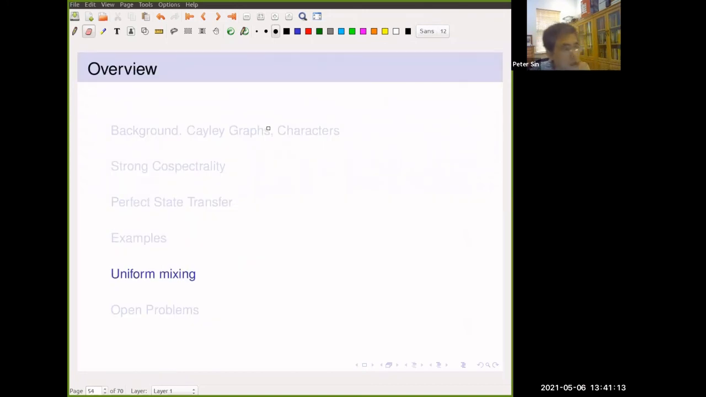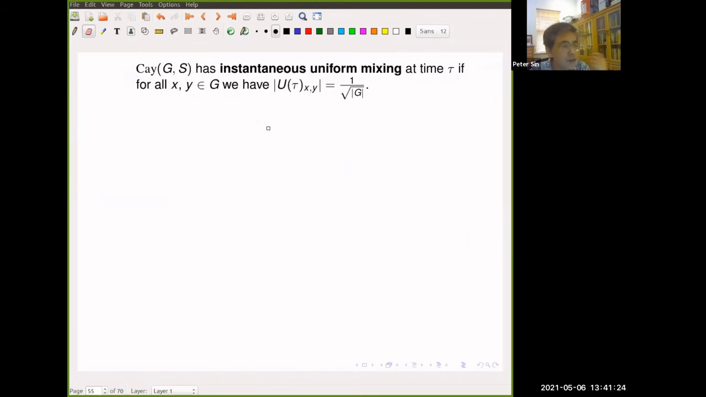Okay, so let me move on to the topic of uniform mixing now, as this is the main theme of this conference, one of the 3 themes. So let me just remind you, the Cayley graph has instantaneous uniform mixing at time tau if all the entries of U of tau have the same absolute value, which has to be 1 over the square root of the order of G.